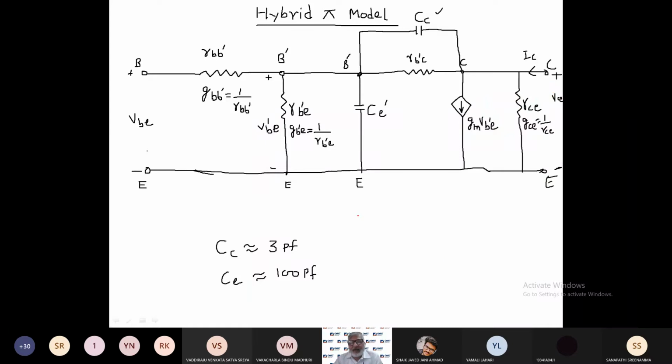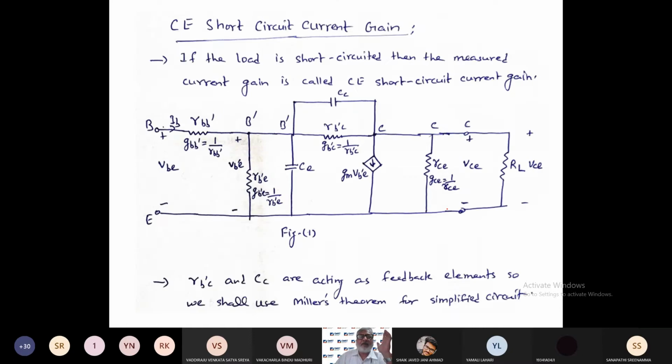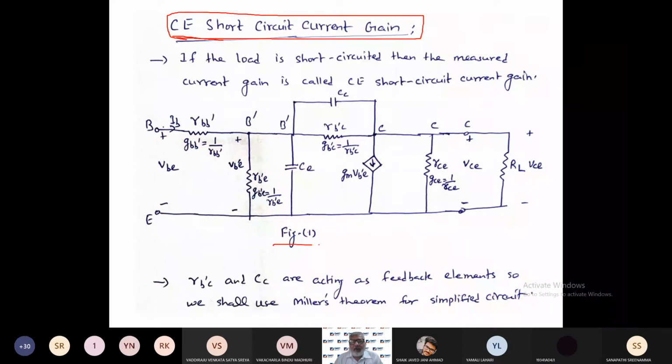Sometimes a question can be asked, like a 2 marks or 3 marks question, to simply draw the hybrid pi model. So you should be able to draw this hybrid pi model and label the various terminals and resistances. Another question can be the common emitter short circuit current gain. This you have to derive, and for this derivation you require the hybrid pi model. So this is my hybrid pi model.